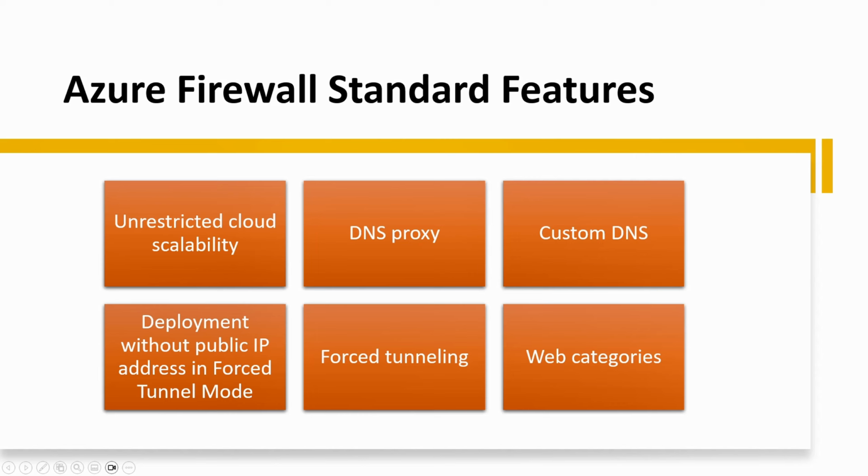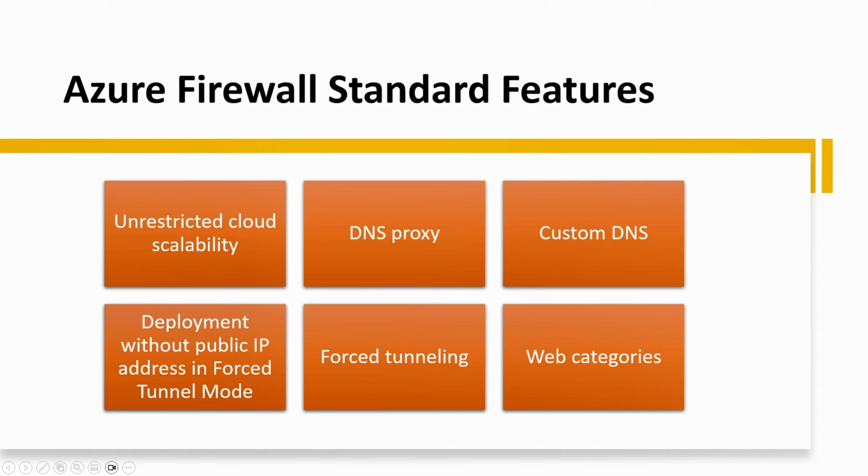Next feature is deploying Azure Firewall without public IP addresses in forced tunnel mode. By default, the Azure Firewall service requires a public IP address for deployment. But in the case of a secure deployment, where the firewall public IP address need not be exposed to the internet, the firewall can be deployed in forced tunnel mode, where the management NIC is created for its operation and the data path is configured without a public IP address. And the internet traffic will be forced to another firewall and can be completely blocked.